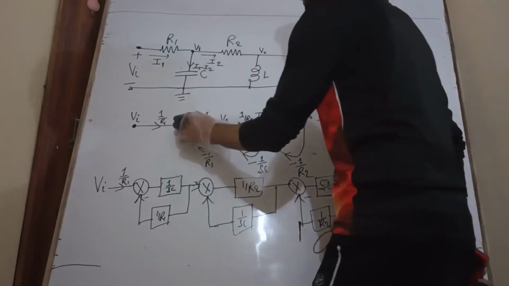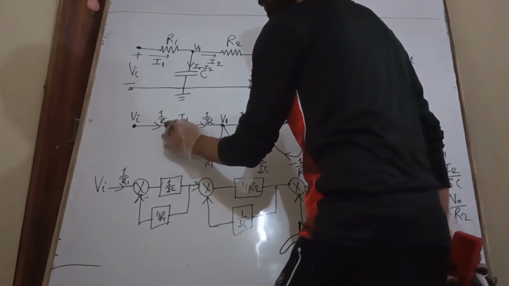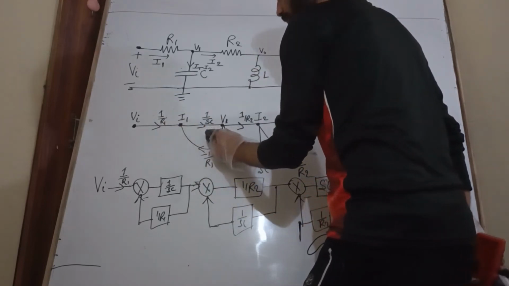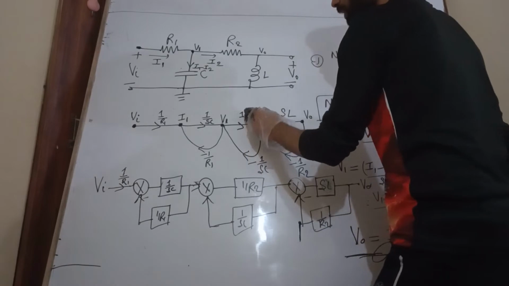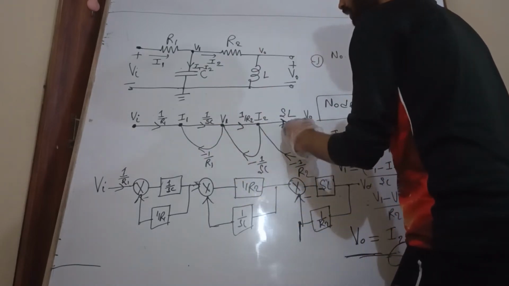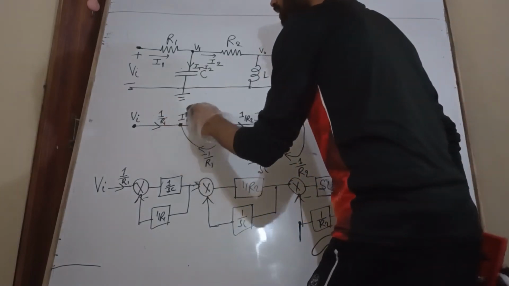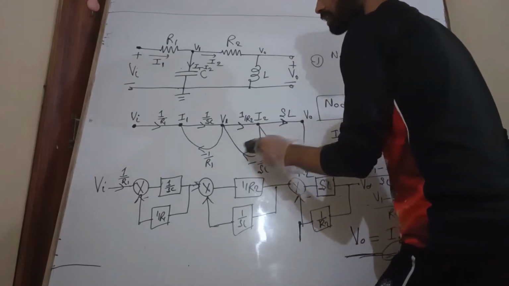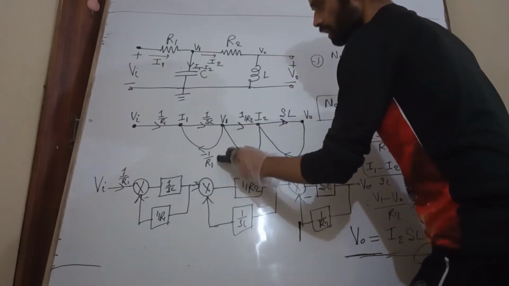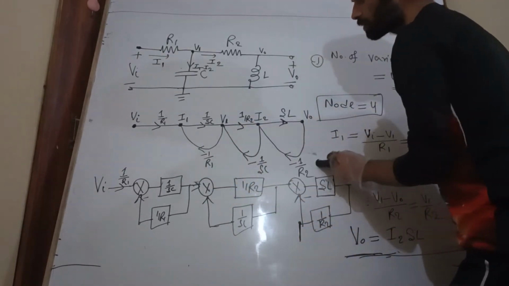See, this 1 by r1 is what? Admittance. 1 by c is what? Impedance. 1 by r2 is what? Admittance. SL is what? Impedance. So this is admittance, impedance, admittance, impedance. In feedback also, see here, admittance, impedance, admittance.